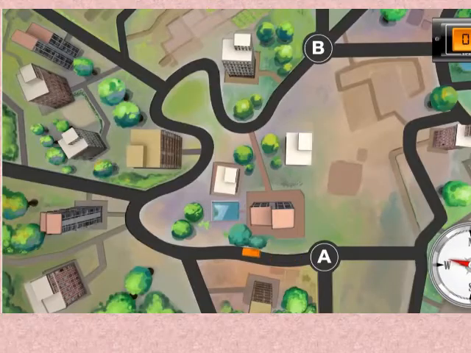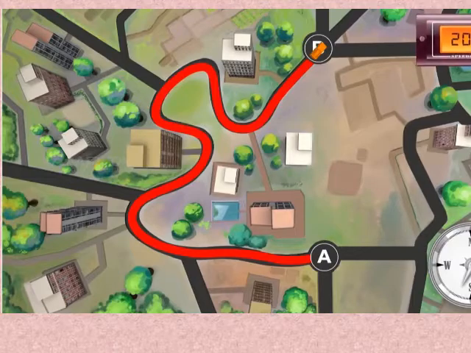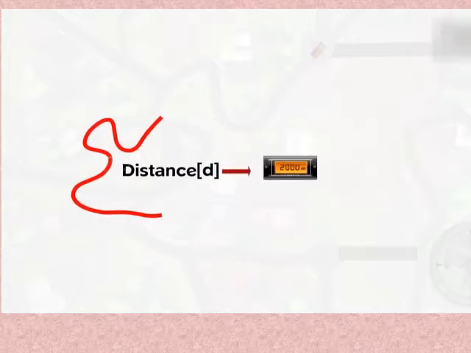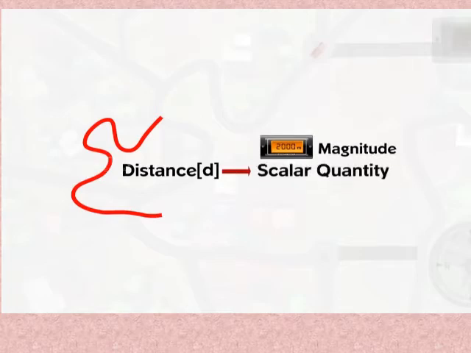A bus moves from destination A to destination B. In its course, it changes its direction constantly and reaches destination B. In the process, the bus has covered a distance of 2000 meters. The length of the path covered is called the distance d travelled. Here the moving body has only magnitude, no direction, and hence distance is a scalar quantity.